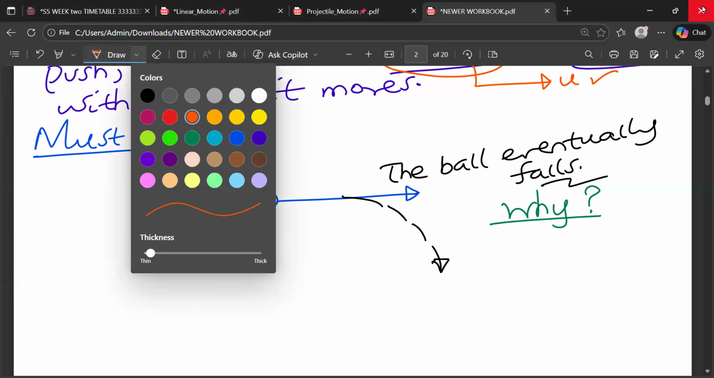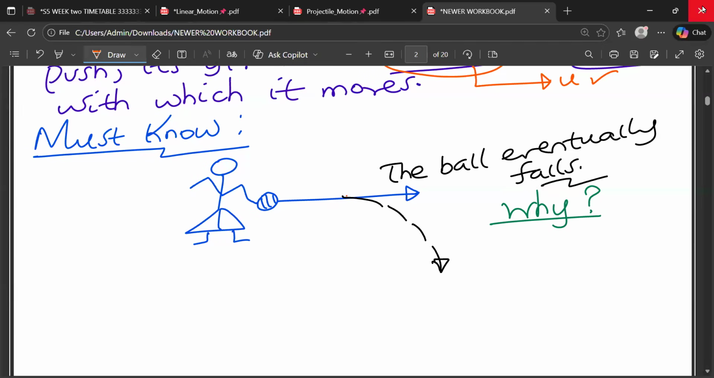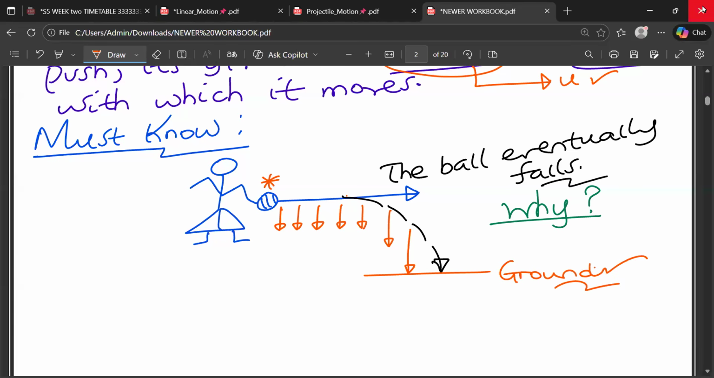The moment you push this ball, at this instant, immediately gravity starts pulling it down, pulling it down, until it gives up and it finally starts falling, until maybe it reaches the ground. I don't know. Anyhow, but that's what I meant.